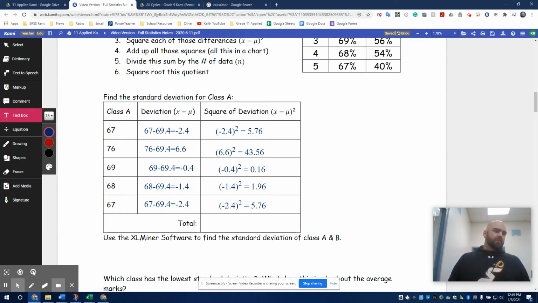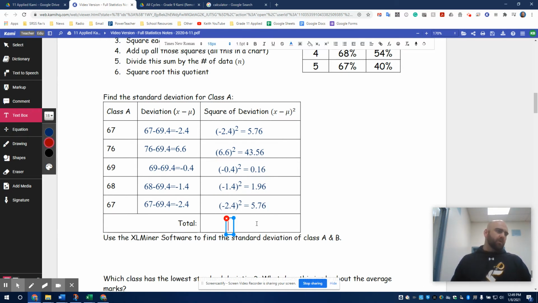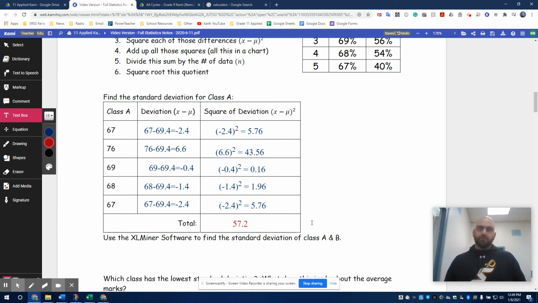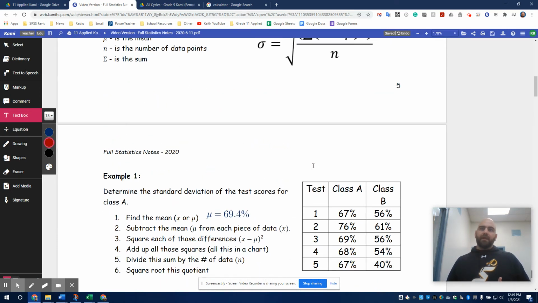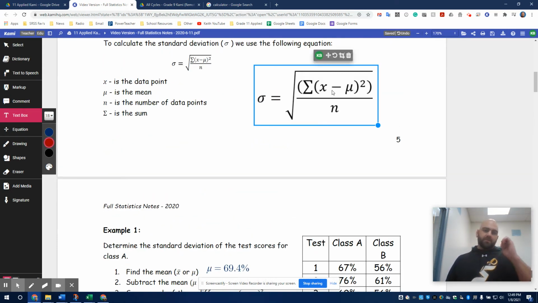Now the next step is we need to calculate the sum of all of these. So we add all of them: 5.76 plus 43.56 plus 0.16 and so on. This is just like when we're trying to find the mean. We add up all of our values and we're going to end up dividing by the number of values we have. If we add this all together, we get 57.2. There's our total. So what we have done right here is this top part. We subtracted the mean from each data point, squared that value, and then added them all together. The next thing we need to do is divide by n.